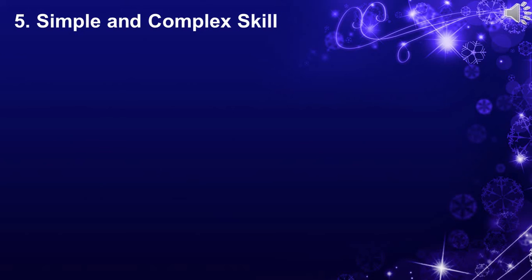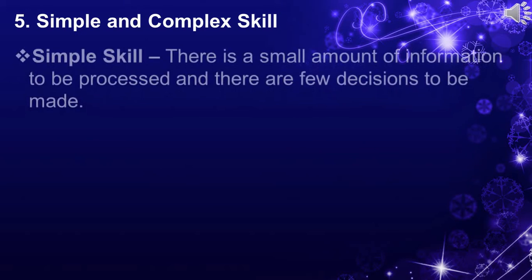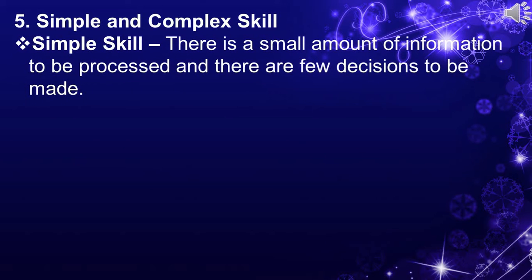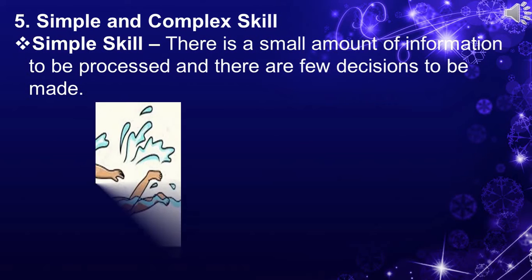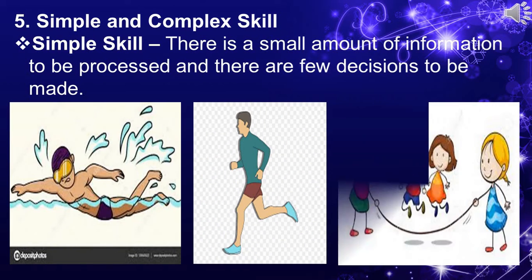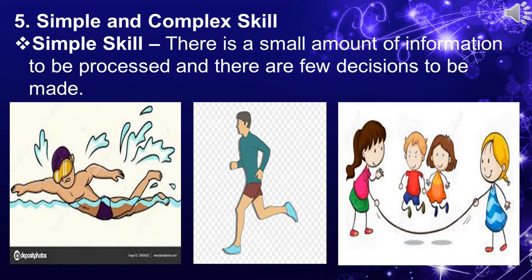Number 5. Simple and complex skill. Simple skill. There is a small amount of information to be processed and there are few decisions to be made. Examples of simple skills are swimming, running and skipping.